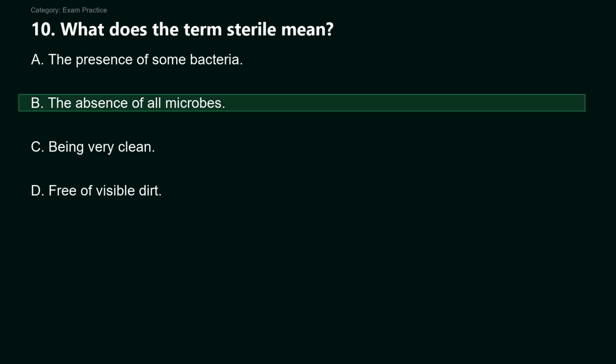The correct answer is option B. The absence of all microbes. Sterility is required for procedures like surgery or catheter insertion.